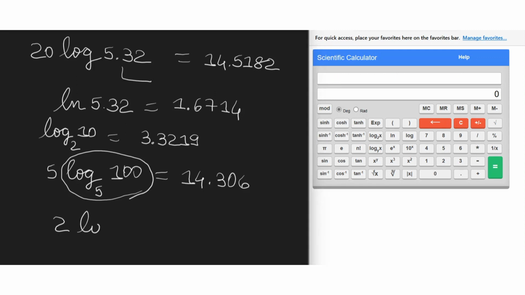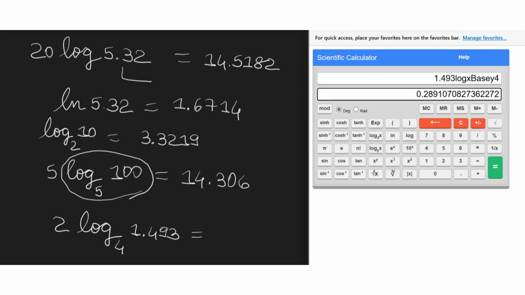Let's take another example where we have a different base, 2 log 1.493 to the base 4. For this, you'll start from 1.493, then press log x to the base y, then we'll press 4 equal to, and then multiplication sign 2. So we get this 0.5782.